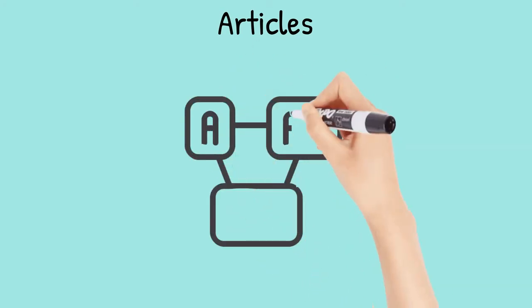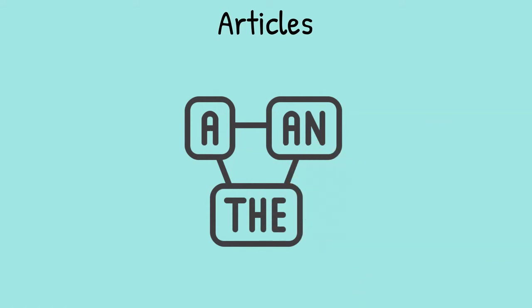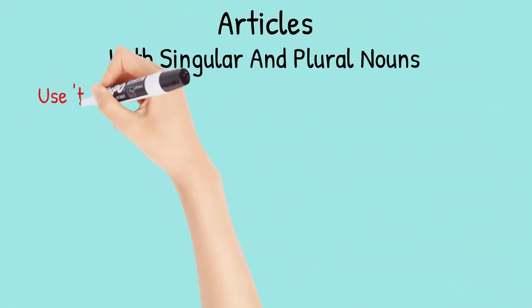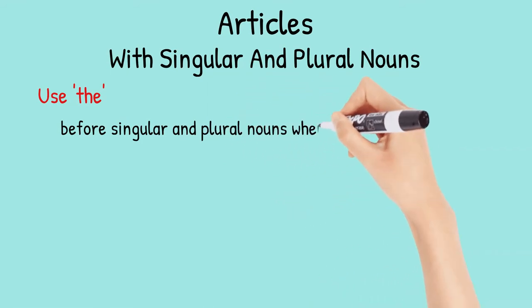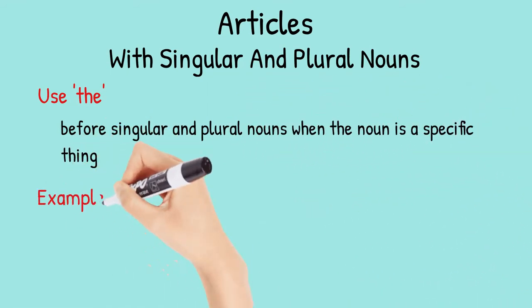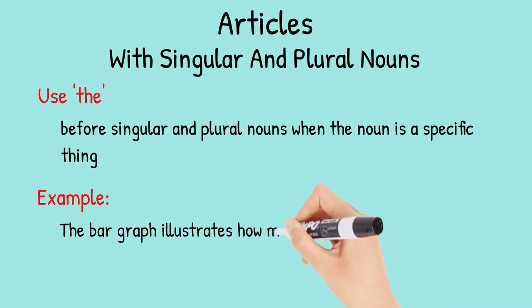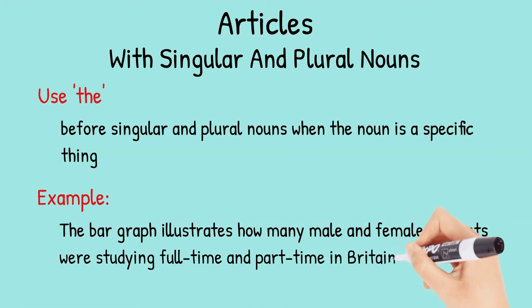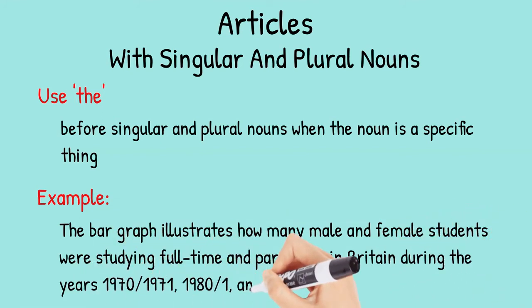Many languages do not have articles, and native speakers of those languages can find it a huge challenge to remember to use them. In English, there are 3 articles, a, an, and the. Each is used in specific instances. Let's look at the first instance with singular and plural nouns. Use the before singular and plural nouns when the noun is a specific thing. For example, the bar graph illustrates how many male and female students were studying full-time and part-time in Britain during the years 1970, 1971, 1980, and 1990.